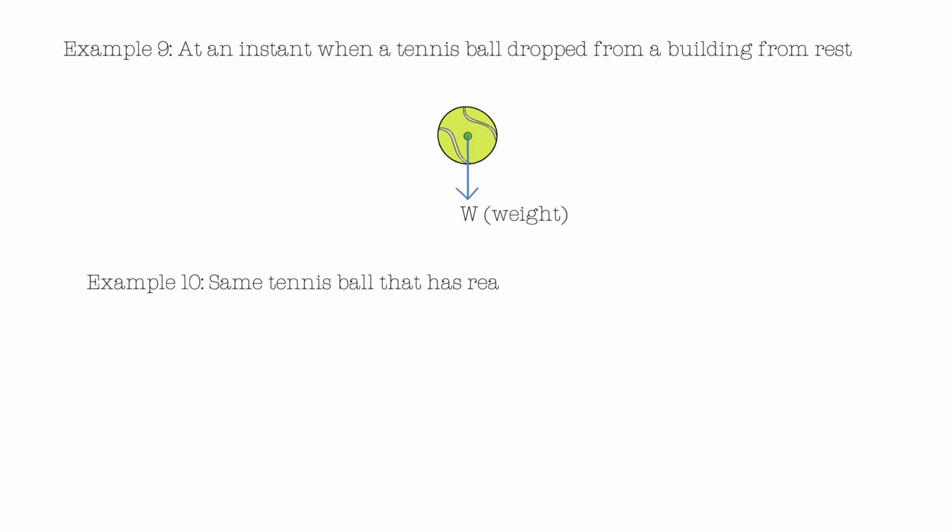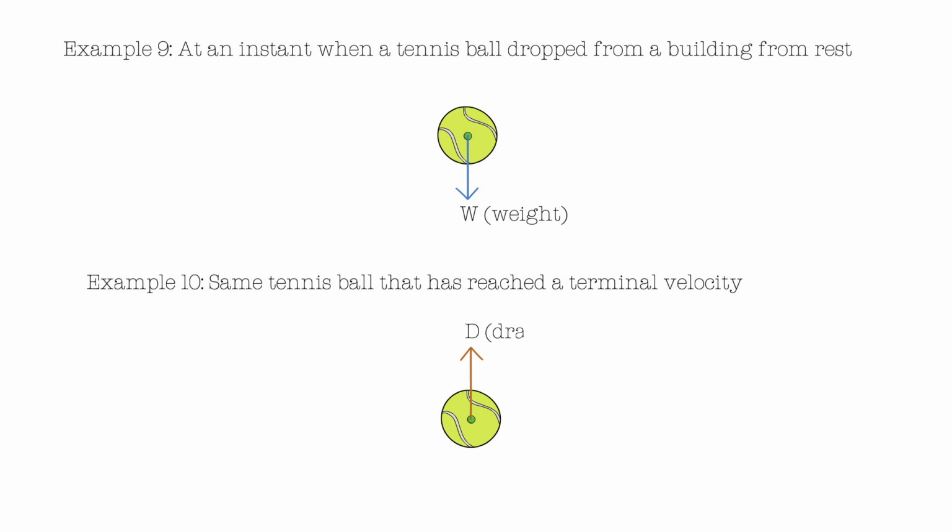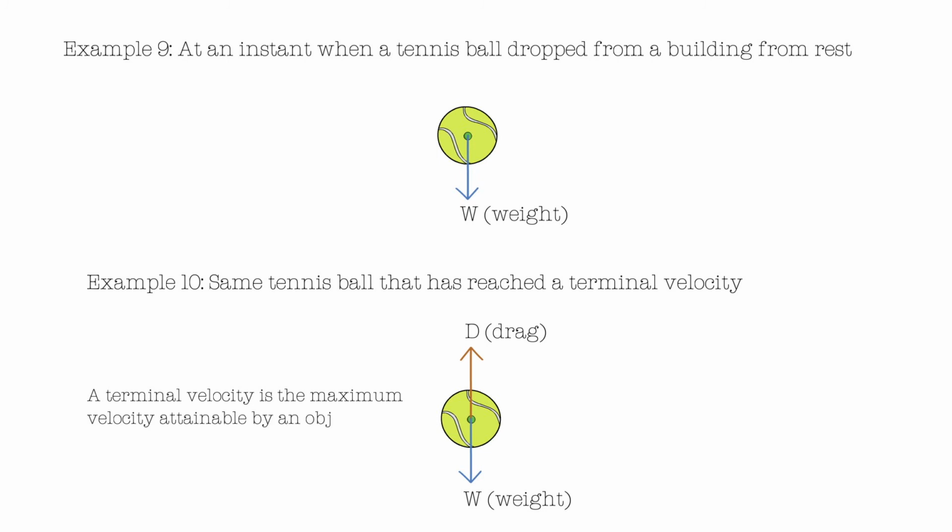In this final example, we are considering the same tennis ball that has reached its terminal velocity. Since the ball is dropping, we can draw out the drag force caused by the air which is acting upwards, and the weight of the ball acting downwards. Terminal velocity means the maximum velocity attainable by an object as it falls through the air has been reached. So D equals W, resulting in zero resultant force.